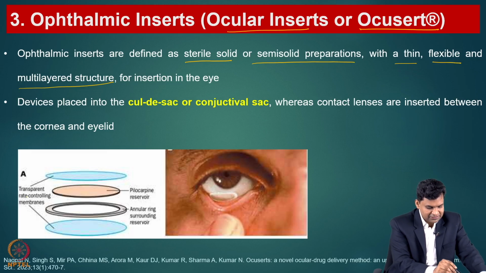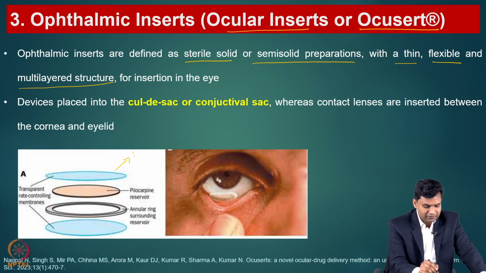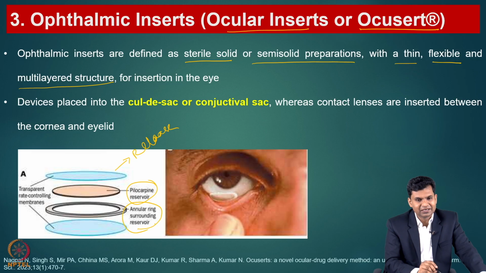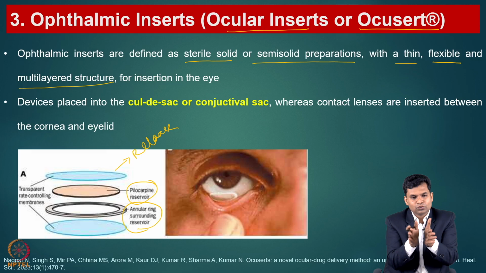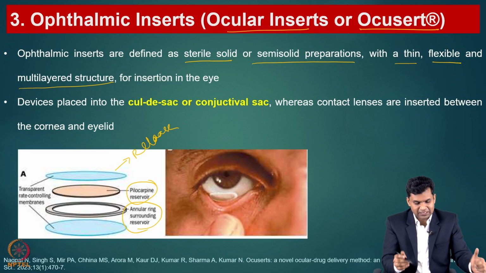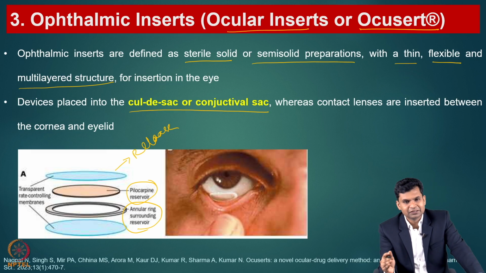So, the outside is a transparent rate controlling membrane which will help in the release, and here is the reservoir, where we load our drug, for example pilocarpine, and this is the ring, that is an annular ring. So, there we will place our reservoir, and after that we will enclose it in the rate controlling membrane, and third we will place it in the eye, that is into the cul-de-sac and conjunctival sac.